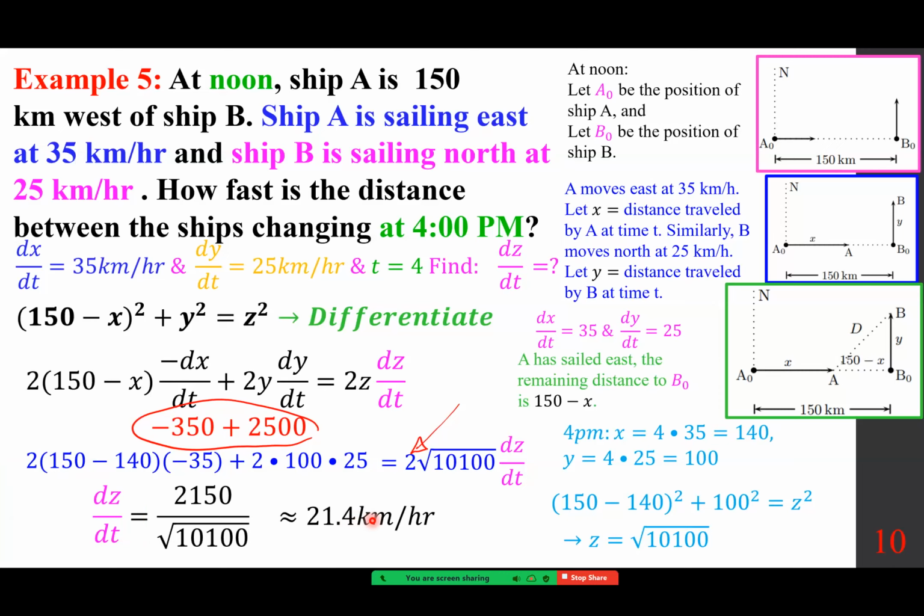Therefore, as A goes this way, B goes this way. They are getting closer at a rate of 21.4 kilometers per hour. That's the easy one.